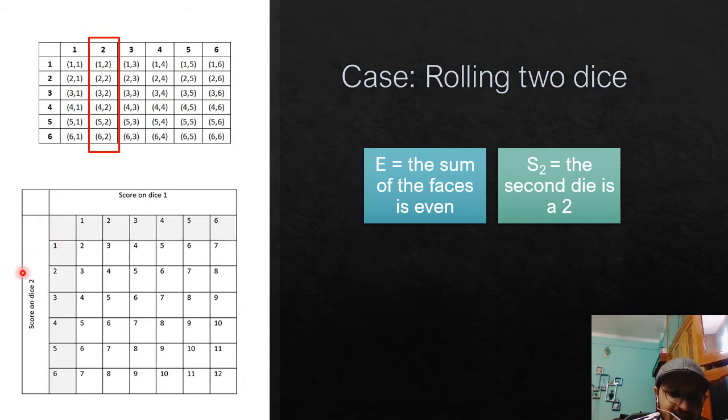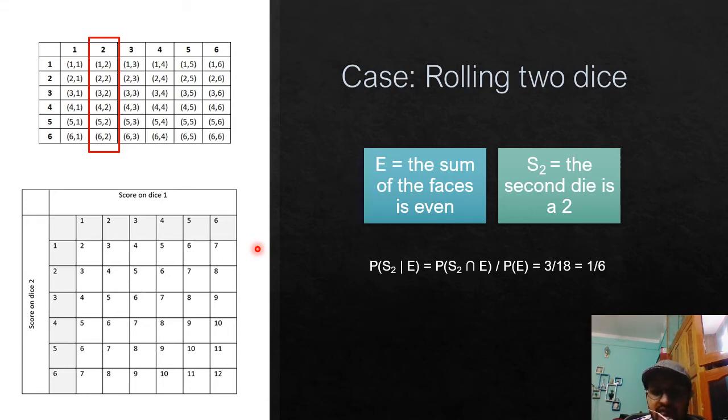Let's say these are the numbers on die 2, these are the numbers on die 1. If the dice show 1 comma 1, the sum is 2. 1 comma 2 will be 3, and similarly for 3 comma 3 it's 6, 4 comma 6 it's 10. Similarly, it lists down all the possibilities. So let's say we are interested in finding out the probability of occurrence of S2 when E has already occurred. That is, what's the probability that the second die will show a 2 when we know that the sum of the numbers on the two dice is even.